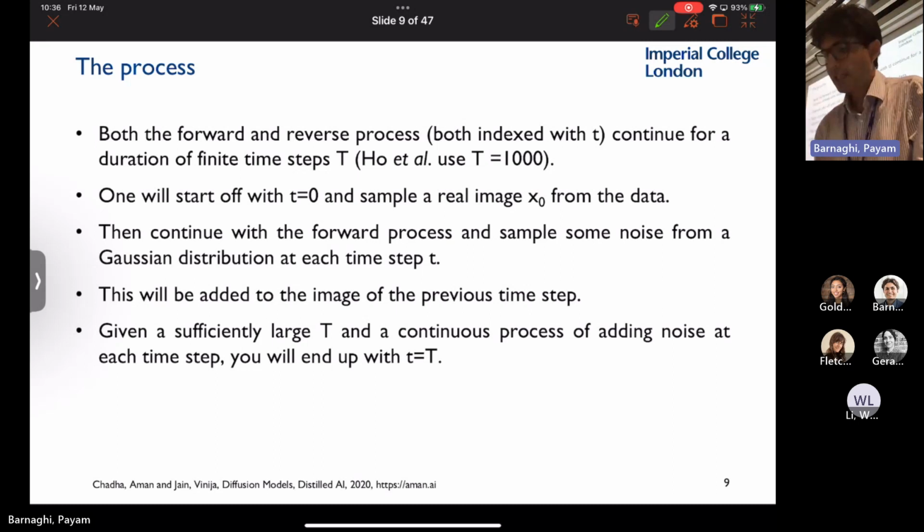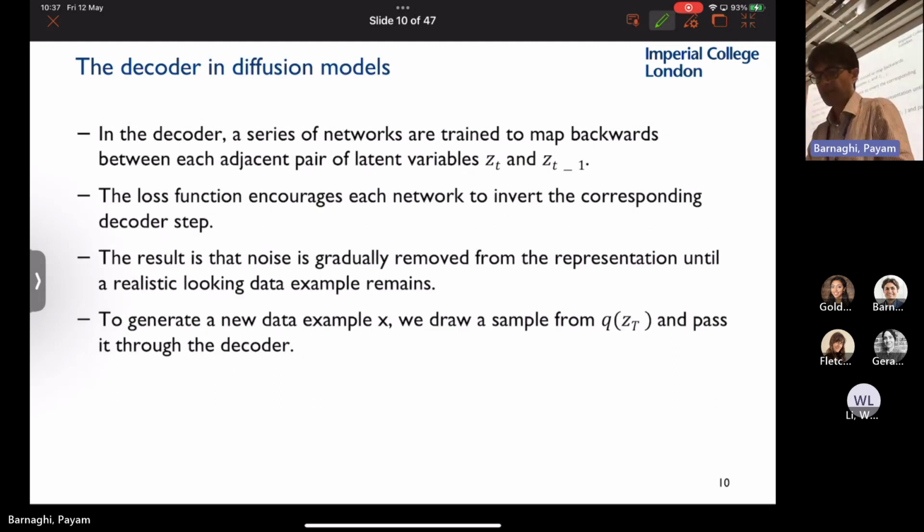As I said, Ho et al., who wrote the original paper for this, took 1,000 steps. And in a lot of classic examples, you see they use 1,000 steps. There's nothing to stop you from doing 10,000 steps, just be prepared for the computational complexity of it. Then at T0 you just start with images, and step by step, you add noise and then reverse it.